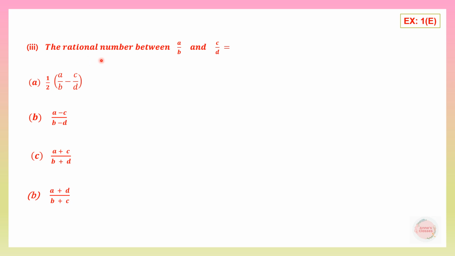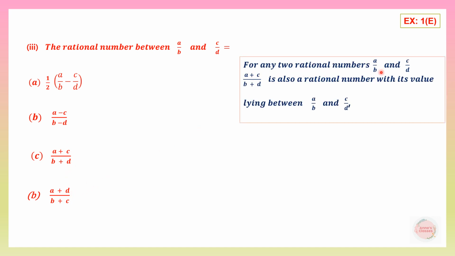Question 3. The rational number between a by b and c by d is one of these options. Now this you must keep in mind. For any two rational numbers a by b and c by d, like these two, a plus c, that is you add up these two, and b plus d is also a rational number and its value lies between a by b and c by d. Thus we can insert a rational number between these two. So this is the rational number that can be inserted. So which option is that? That is option C. So our answer is option C here.